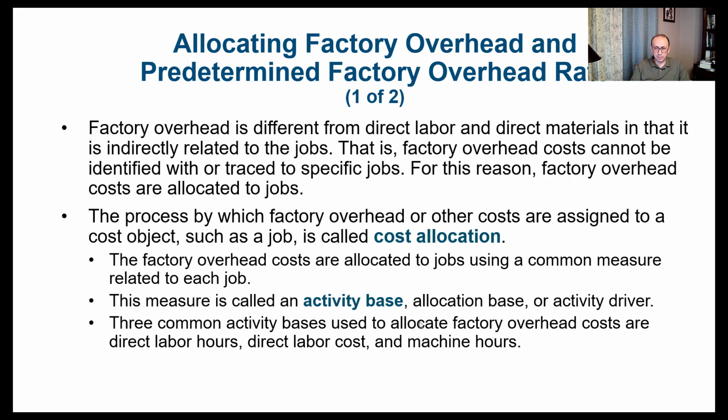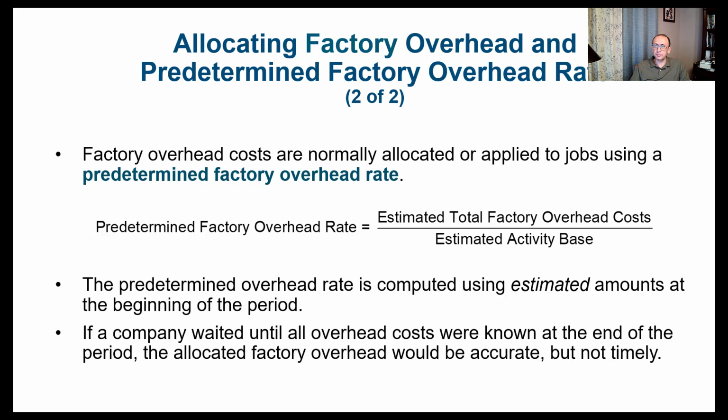Is it the direct labor hours? Is it the machine hours? Is it the direct labor cost? And then we base our allocation on whatever the activity base is. So factory overhead costs are normally allocated or applied to jobs using a predetermined factory overhead rate. And again, how do we calculate it? We get the estimated total factory overhead, and that's an estimate, and we divide it by the estimated activity base. Both of these are estimates.